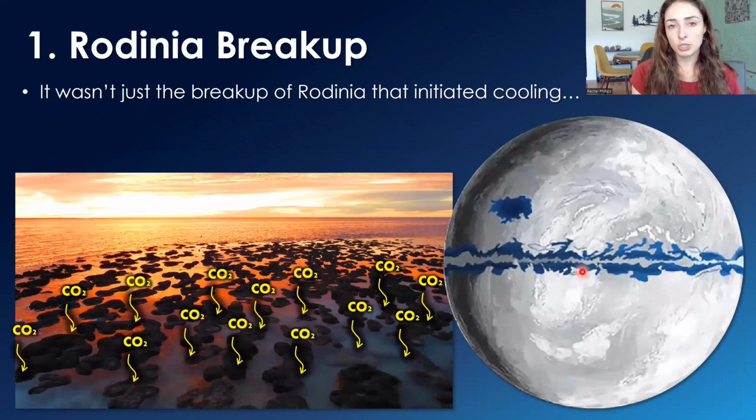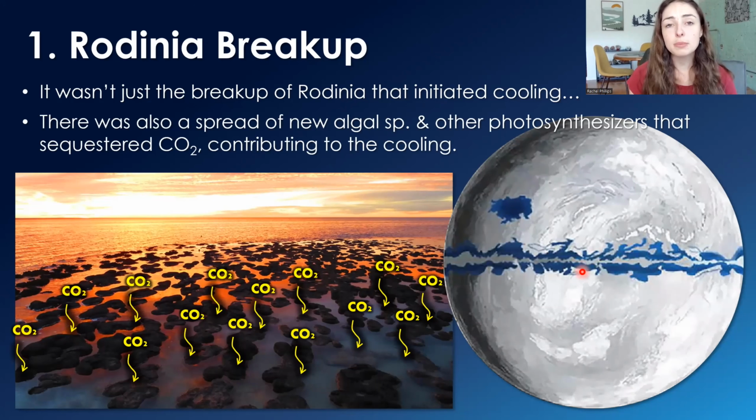In any case, when we're talking about tectonic-driven events like Snowball Earth and animal evolution driven by the breakup of Rodinia, it is important to note that there are other factors that were involved, not just the breakup of Rodinia. For example, there was also the spread of new algal species and other photosynthesizing organisms at the time, which were also sequestering a lot of carbon from the atmosphere, contributing to the rapid cooling event that led to Snowball Earth.